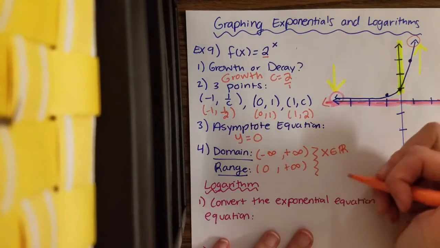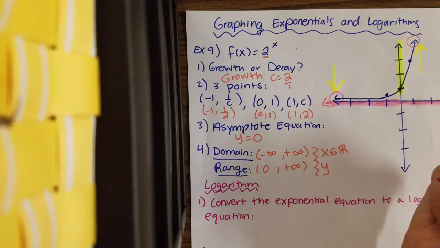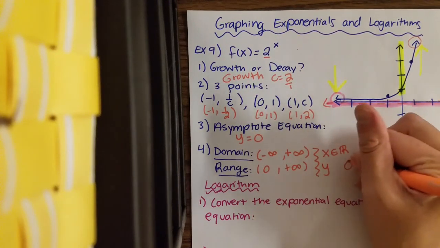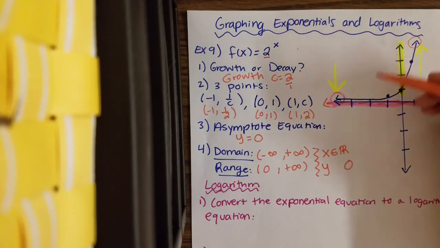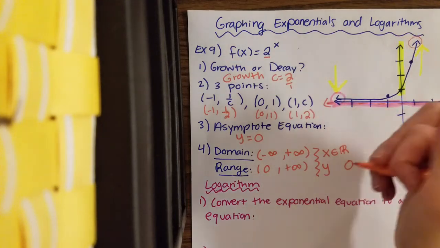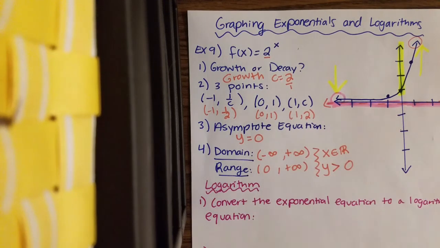All right, and then in inequality notation, we know it involves y because range is y. And we know it involves 0 of some sort. Then you ask yourself, are these numbers larger or smaller than 0? Well, these are larger than 0. So y is larger than 0, and we can't equal 0 because we cannot touch the x-axis. So that would be my domain and range.